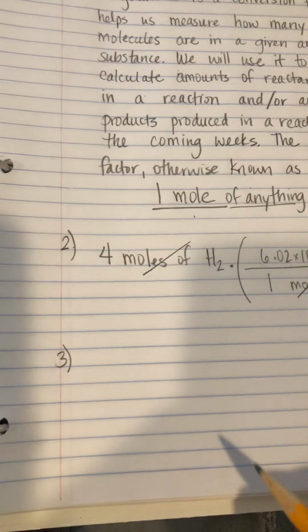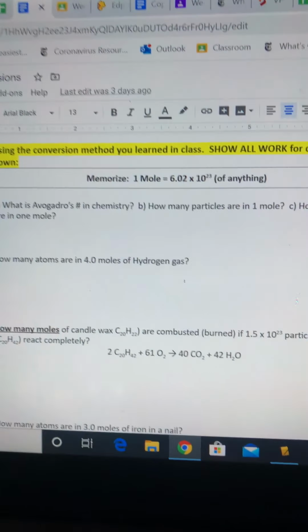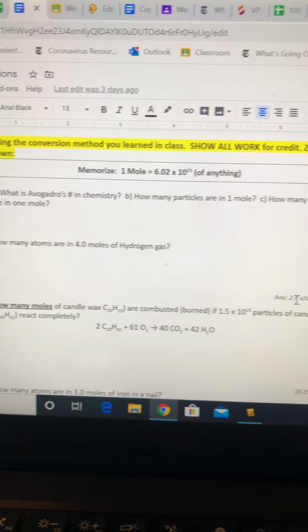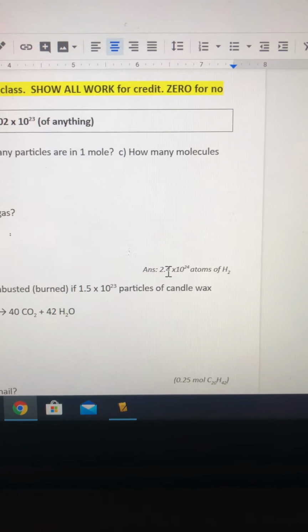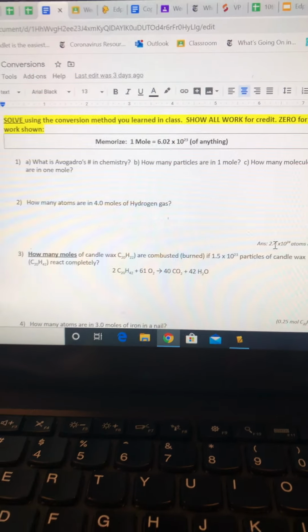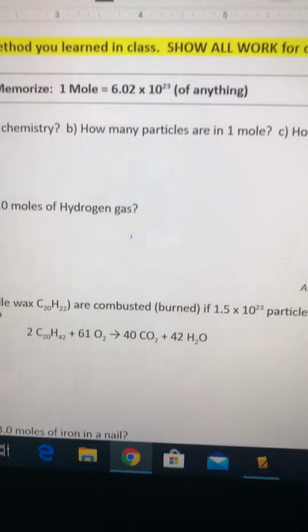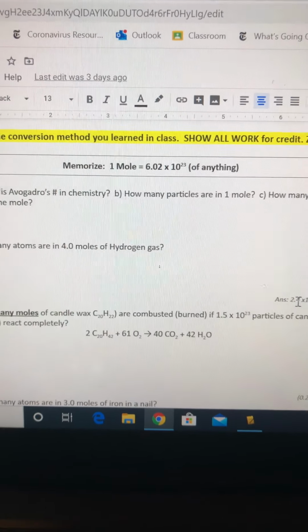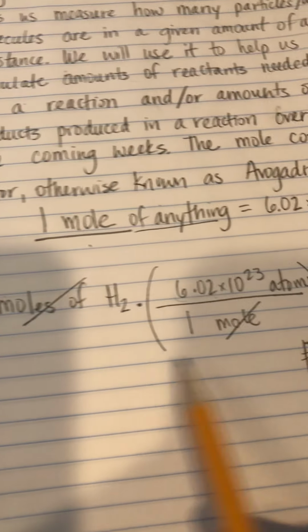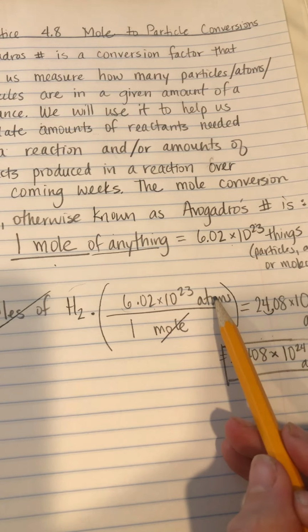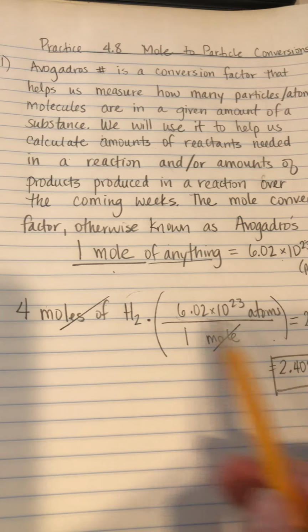A number of people had questions about number 3. Number 3 is talking about candle wax, and it says how many moles are combusted if 1.5 times 10 to the 23rd particles of candle wax react completely. So here's that equation. We're going to start using equations coming up soon, but right now I'm giving you the real basics. Those of you that are not doing the full conversion factor method, you're going to start to struggle as this gets more complicated. So please learn this. Hopefully you saw why atoms shouldn't go on the bottom, because it wouldn't have canceled.